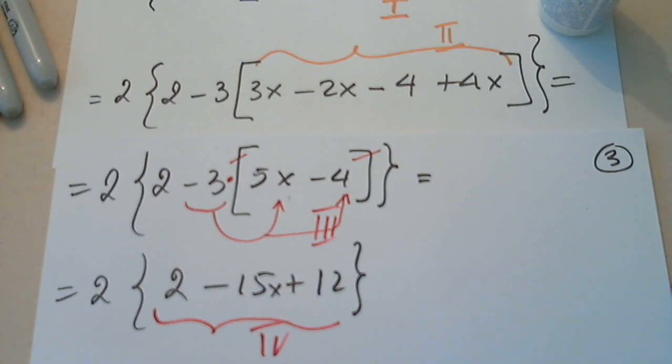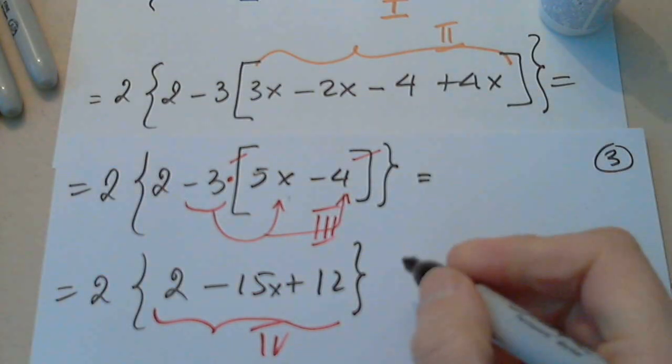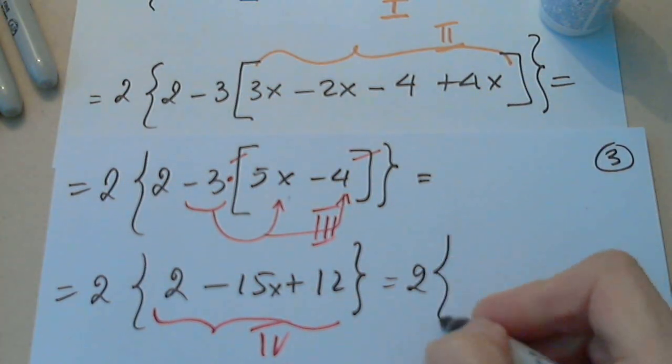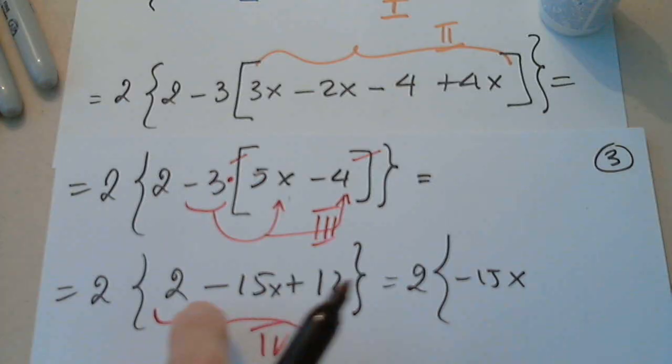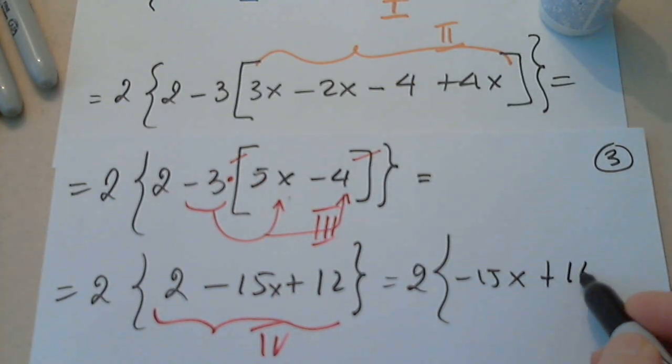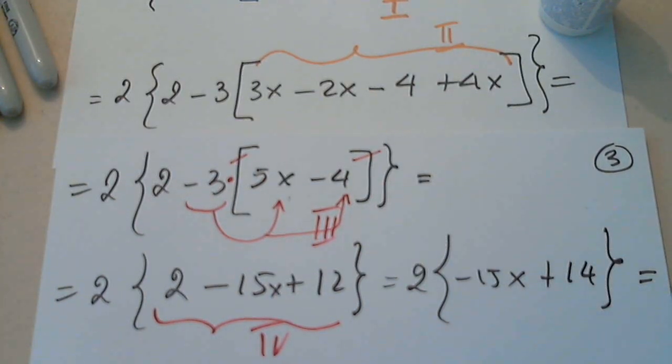Notice one thing. I always present everything simplified in descending order. Descending order should be our second nature. Now, so I have 2 with braces, negative 15x, and 2 plus 12. Now this is indeed the final step.